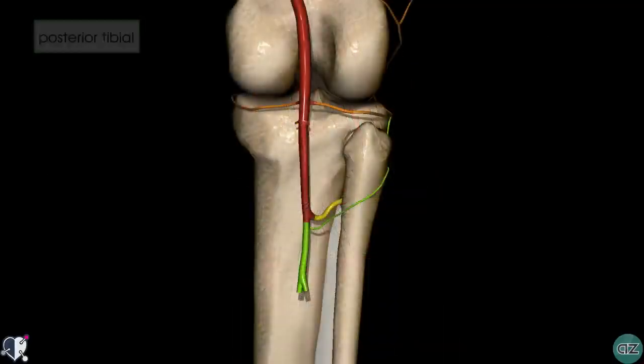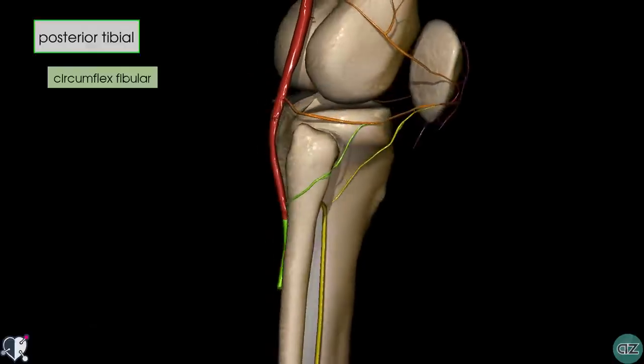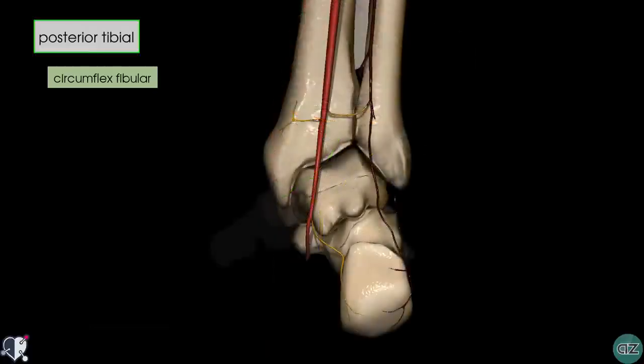Now coming back to the posterior tibial artery, let's take a look at some of the branches. Now proximally we've got the circumflex fibular artery, which we looked at before. So this artery winds around the neck of the fibula and anastomoses with the lateral inferior genicular artery. The posterior tibial artery then descends posteriorly down the leg, and distally it gives off a few branches.